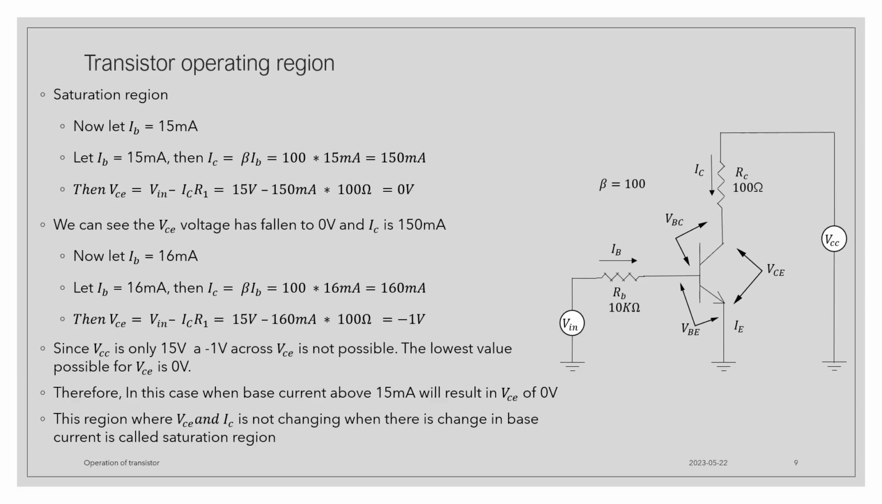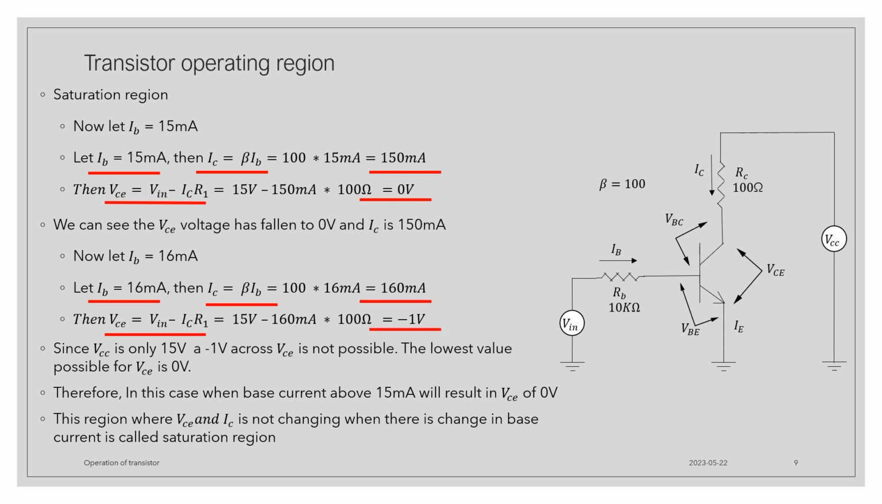Let us further increase IB to 15 milliamps. Then IC is given as beta IB, which is equal to 150 milliamps. Knowing IC, we can calculate VCE. VCE is equal to Vin minus IC R1, which is equal to 0 volt. Let us further increase IB to 16 milliamps. Then IC is equal to beta IB, which is equal to 160 milliamps. Knowing IC, we can calculate VCE as Vin minus IC R1, which is equal to minus 1 volt.